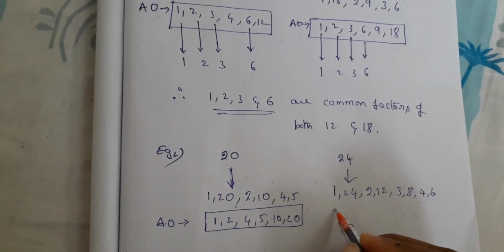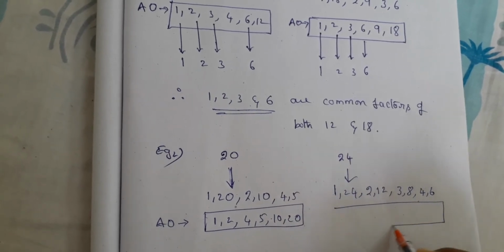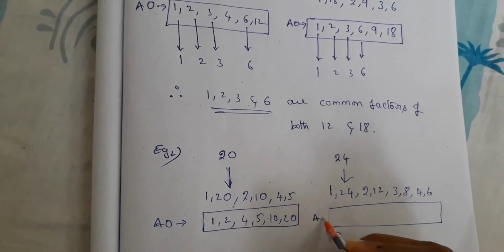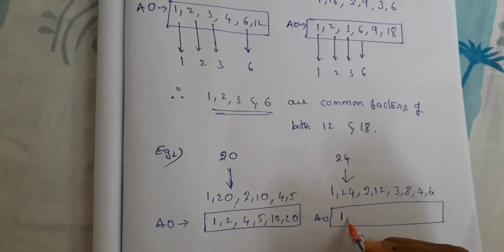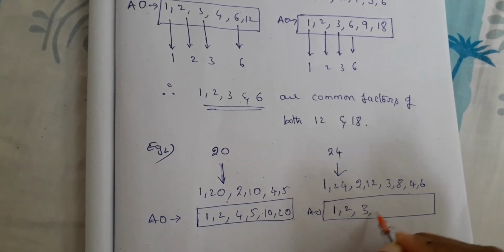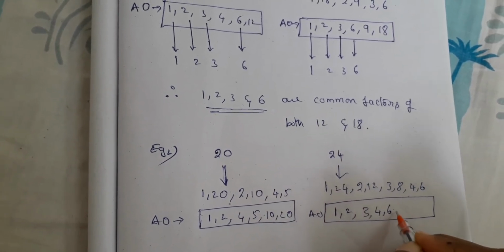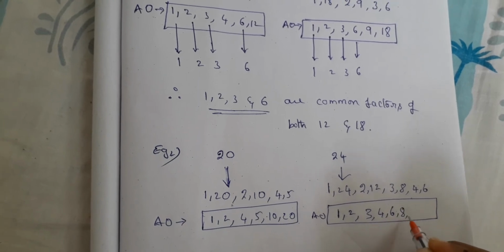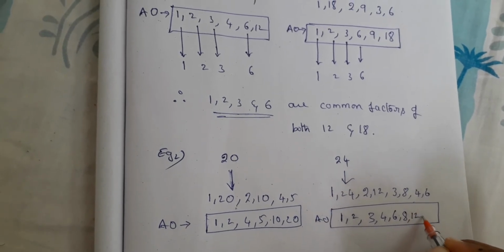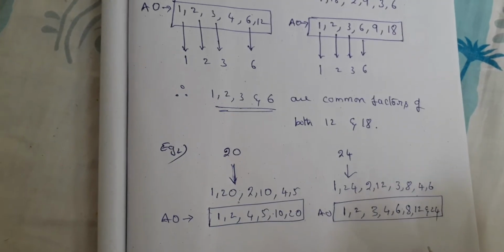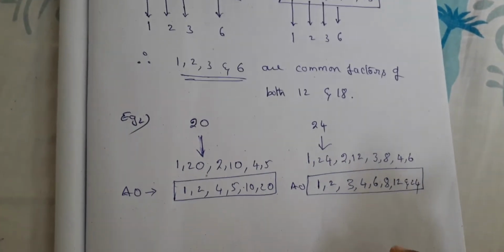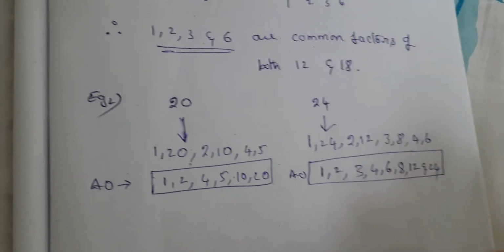So what is the next step? Yes, we have to write in ascending order. So 1 comma 2 comma 3 comma 4 comma 6 comma 8 comma 12 and 24. So these are the factors of 24.